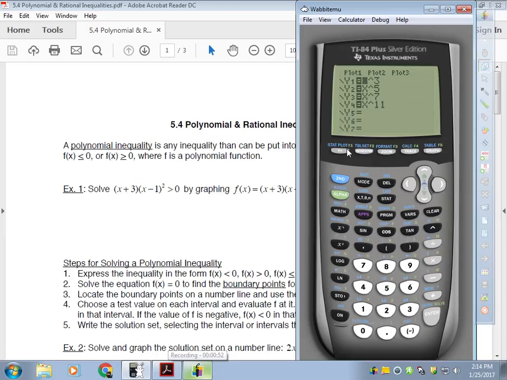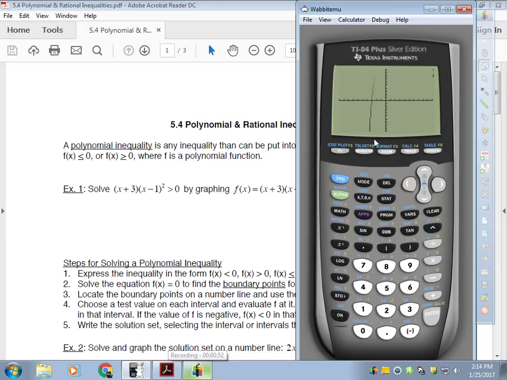Here's my calculator. I'm going to Y equals. Let me clear out all of these things really quick. And so I'm going to put in there x plus 3 times x minus 1 squared. I'm going to hit zoom 6. That way it zooms back to a normal window. So there is my graph.